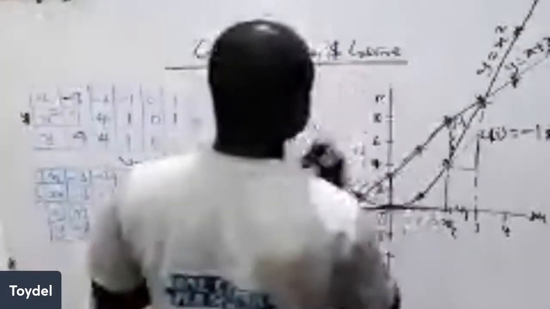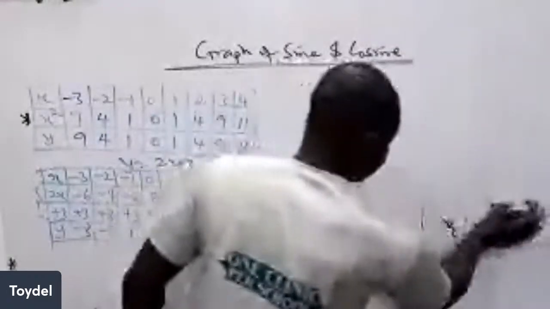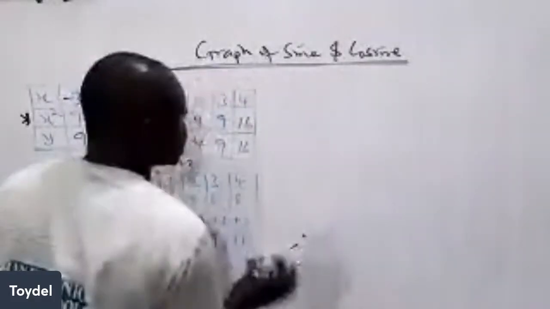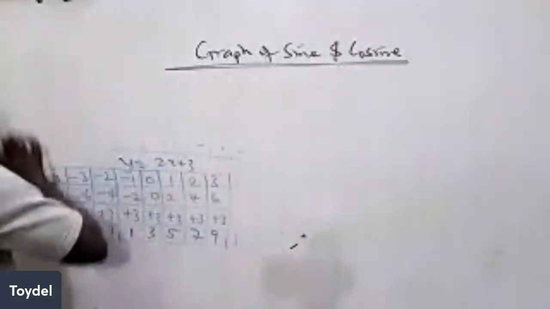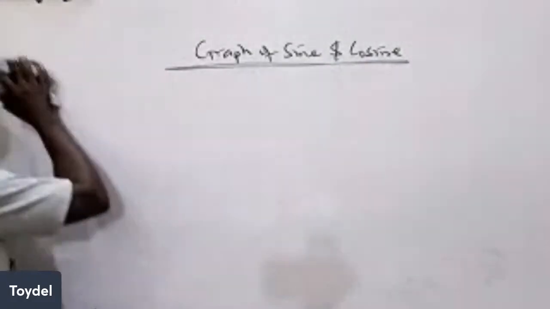Graph of sine and cosine. We also have graphs like that. In this case, we'll be dealing with angles. But before I teach that, I'll just do a general recap of this.